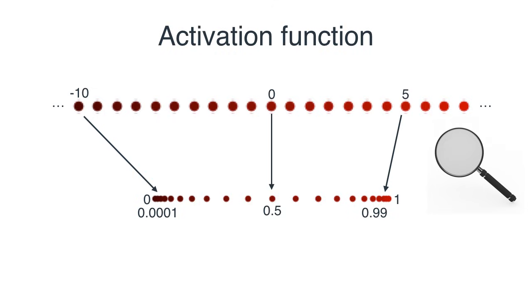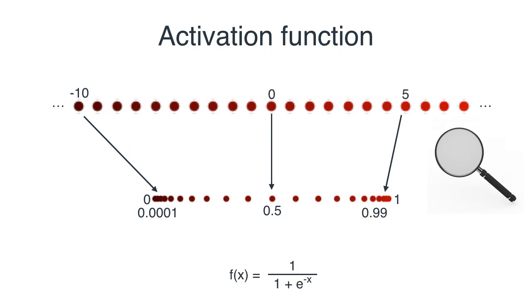If you speak math, the formula for this activation function, which is called a sigmoid, is 1 over 1 plus e to the minus x. You can see that if x is large, this function is very close to 1. If x is large negative, this function is very close to 0. And if x is 0, you get 0.5.